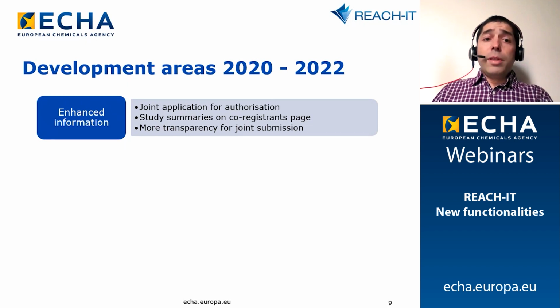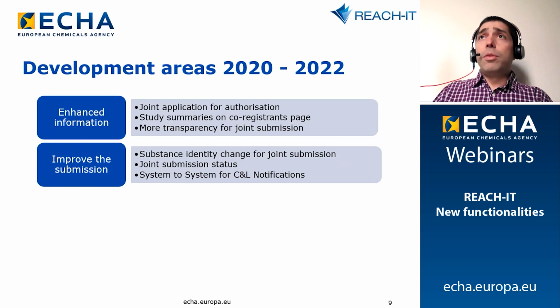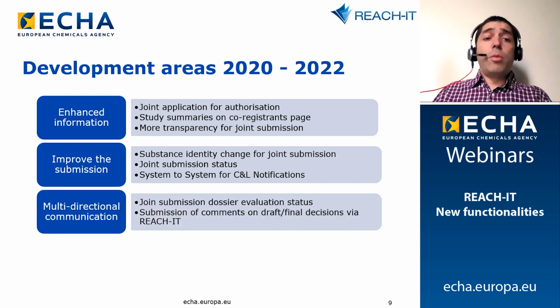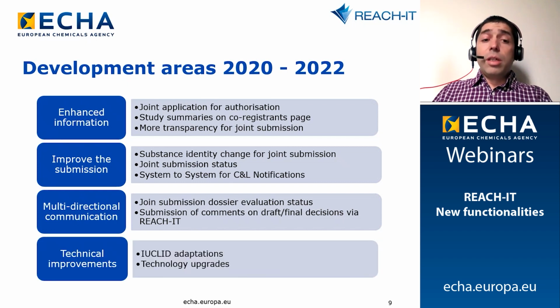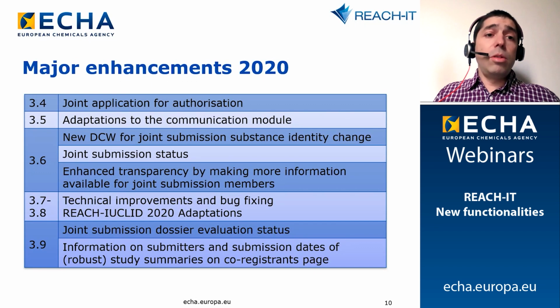In HIT, we have identified 4 areas of improvement. We want to improve the information that we are displaying. We want to improve also the submission experience, have multi-directional communication with the users, and also have other technical improvements. In this table, you can see the major features implemented in each of the releases during last year.